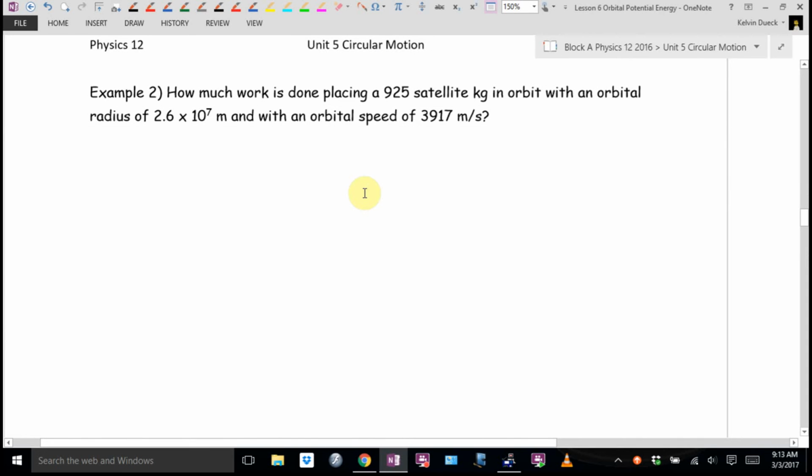What's this question asking me to find? Third word. How much work? I can't go force times distance because the force is changing. I could find the area under a graph, but even if they gave me a graph, it would be a curve. So I'm using, and this is why I spent so much time developing that theorem, a more flexible definition of work: the notion that work is equal to the change in potential plus the change in kinetic.